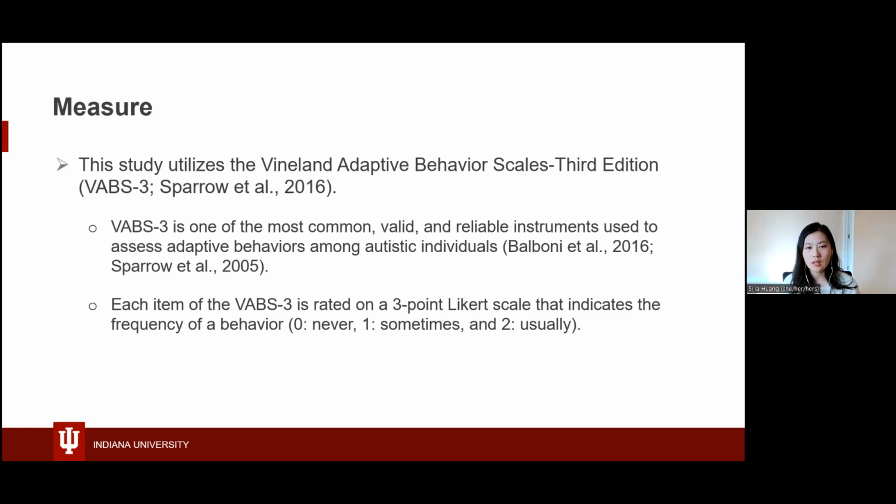The scale we are using is the so-called Vineland Adaptive Behavior Scale, 3rd edition. This is one of the most common, valid, and reliable instruments used to assess adaptive behaviors among individuals diagnosed with ASD. Each item of this Vineland scale is rated on a 3-point Likert-type scale that indicates the frequency of certain behaviors related to adaptive skills, for example, daily communication skills and living skills. A 0 represents that this behavior is never happening, 1 refers to sometimes, and 2 represents usually. This is how the data are collected, and these are the categorical variables that we are looking at.